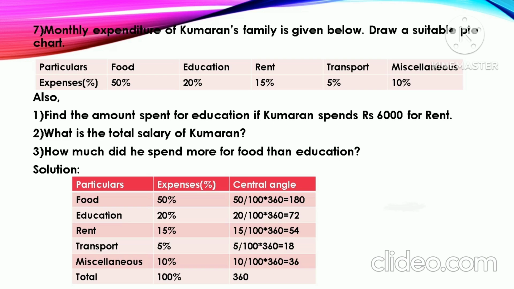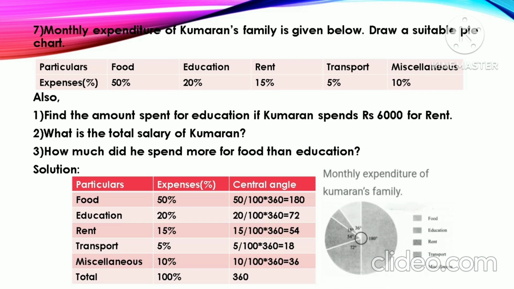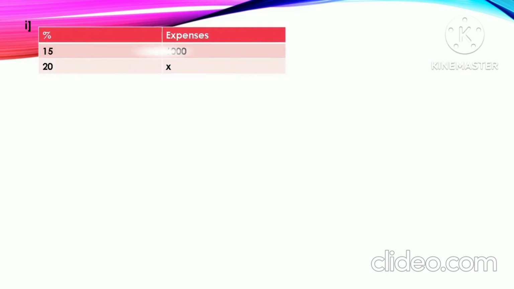Next, the first question is what amount was spent for education, if Kumaran spends rupees 6,000 for rent. So we can do this by the direct proportion method. The percentage for rent is 15 percent and the expense mentioned here is 6,000. They ask for education. For education the percentage is 20. For expenses we have to find, so we can keep it as x.